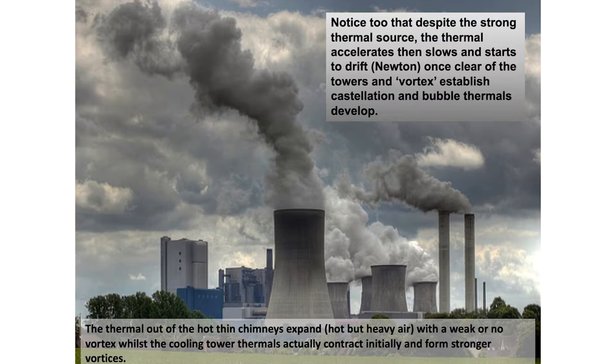We can often see vortices, what we call thermals, in their structures. Here you can see it in a power station. Of course, when we consider thermal sources, we often talk about heat, whereas in fact we want to include humidity in that. So notice that despite the strong thermal source, the thermal accelerates, then slows and starts to drift, once clear of the towers. And a vortex is established. Castellations will then also start to establish themselves with the sink of the evaporated cloud, and bubble thermals will develop.